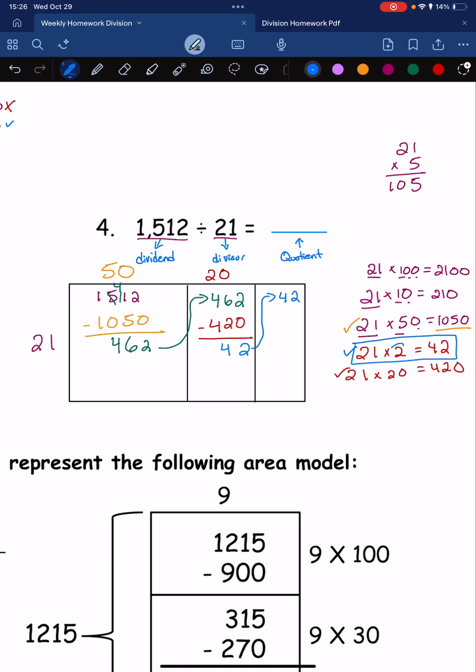42 divided by 21 is equal to 2, right? So 42 divided by 21 would give me 2 right here. 2 times 21, as we've already talked about, comes out to 42. 42 minus 42 is 0. Lovely. So now I just have to add up my quotient here, because it is currently in expanded form. So 50 plus 20 plus 2 equals 72. And so my quotient is 72.